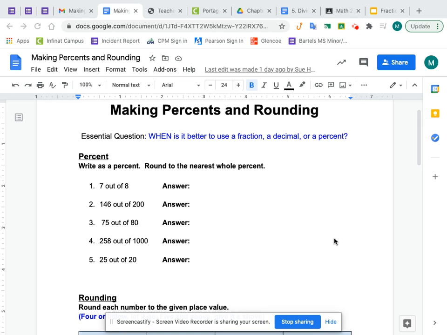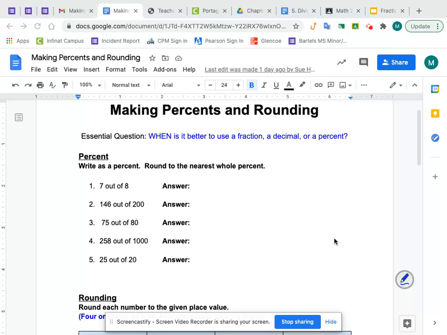Making percents and rounding is the last section we're going to talk about for our percent proportion. And if I take a look at the first question, and I'm going to do the first question in each section, write as a percent, round to the nearest whole percent. Well, 7 out of 8. I can do it two different ways.